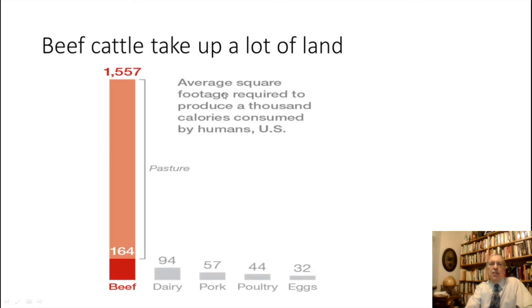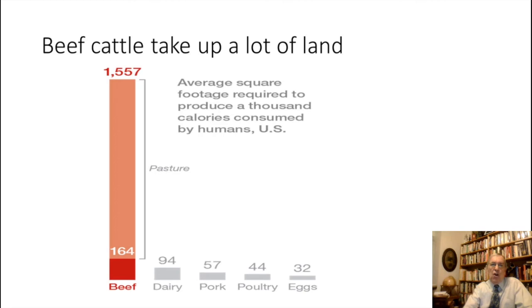And this measure is the average square footage required to produce 1,000 calories consumed by humans, and it's 1,550 square feet. You could produce more than 1,000 calories with one corn plant, right? And it gets, I don't know, 6 or 8 ears of corn. There's more than 1,000 calories there. But you have to have 1,550 square feet to feed that cow to produce the same amount of 1,000 calories.